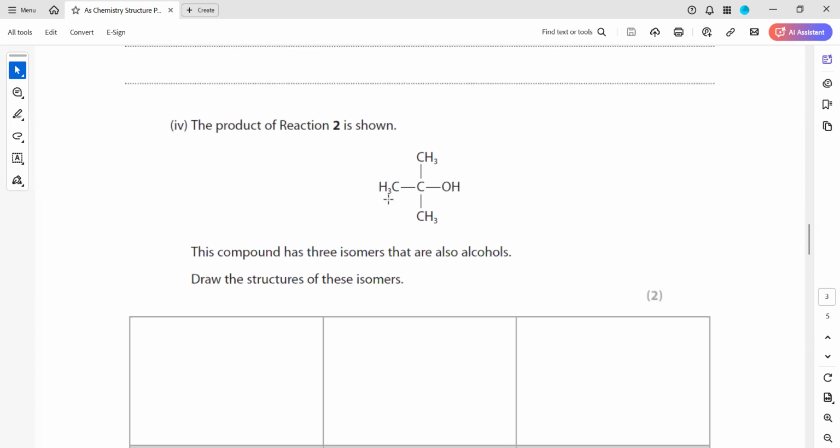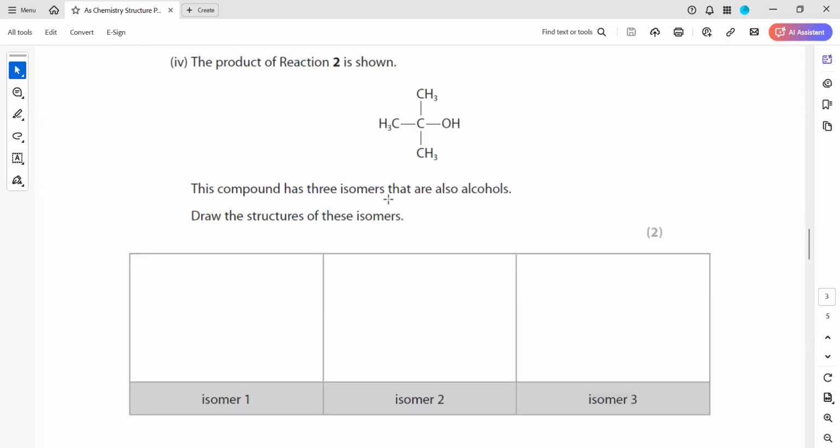The product of reaction 2 is shown. Like this is the product of reaction 2. This compound has three isomers that are also alcohols. So which alcohol is drawn? This is the tertiary alcohol drawn. So we want to draw a structure of these isomers. So what we can do, we can draw a primary, secondary, and we can also draw a branched alcohol as well.